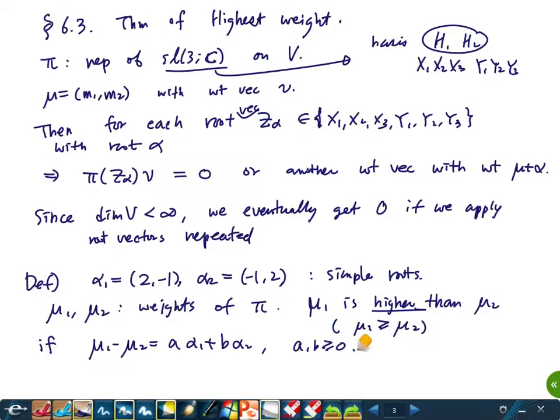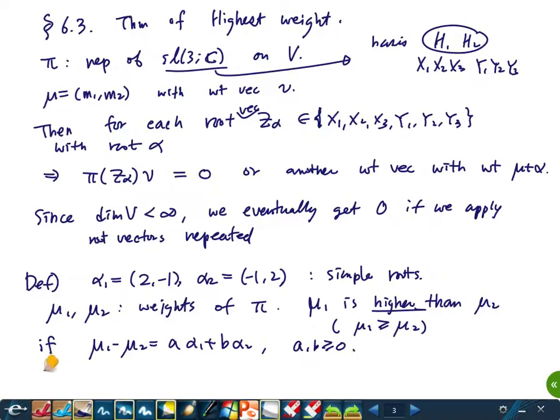Okay? So now we have a partial order on the weights. So notice that this is a partial order, it's not a total order. Sometimes we may not have this, okay? Now also notice that A, B are not necessarily integers. They could be rational or real, usually rational. But anyway, they may not be integers.